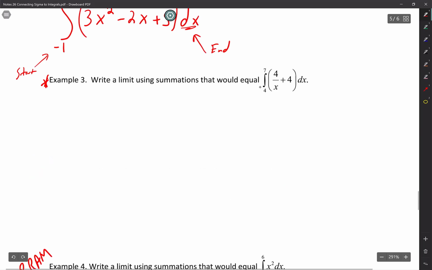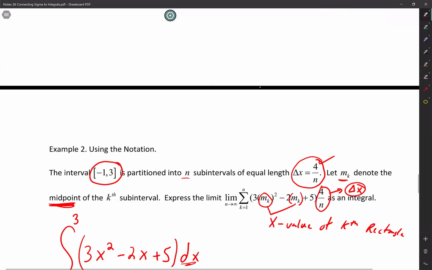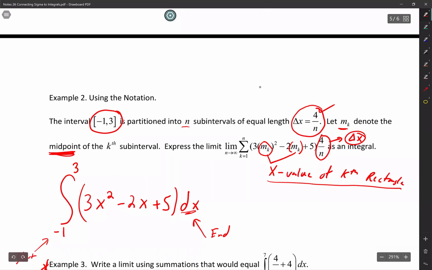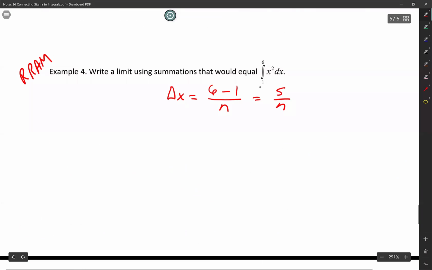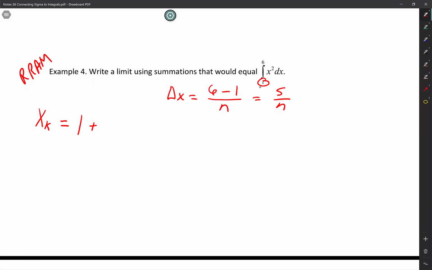Now, just like example 2, where I told you that's just an x value for the kth rectangle, I'm going to do the same thing here. I want the x value for the kth rectangle. Well, if I'm using RRAM, I start at 1, and I'm going to add k times delta x. Does that make sense to you guys?